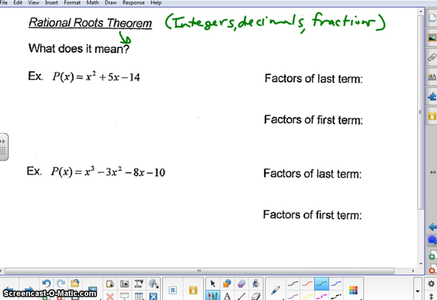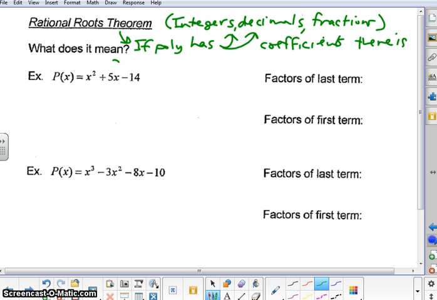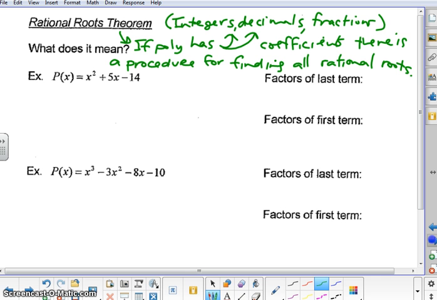It is if a polynomial has these type of coefficients, there is a procedure for finding all rational roots. And you can do it without a calculator. So let's see what we can do here.